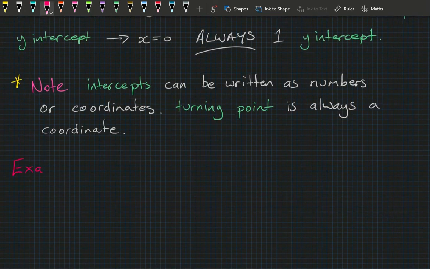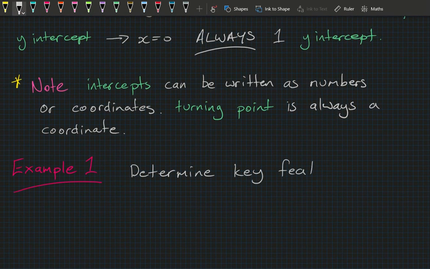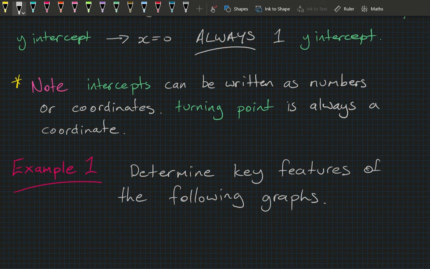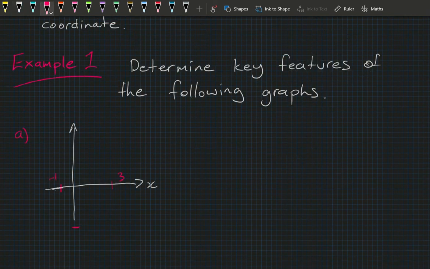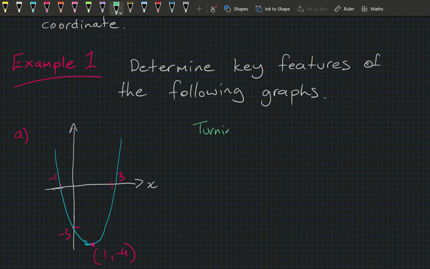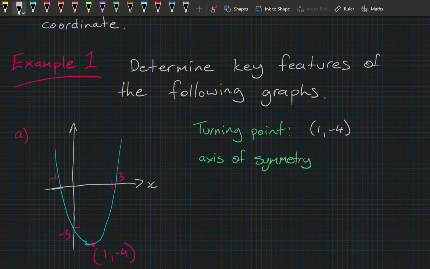All right, let's have a look at example 1, where we're going to determine the key features on the following graphs. In part A, we have this graph. You can see how difficult it was to draw that. In this case, the turning point is (1, -4). I had to correct that. Obviously, it couldn't be -1 because we're on the right side of the y-axis. Next, I'm going to look for the axis of symmetry, because that's super easy. That is just x equals the x value of the turning point. Therefore, the axis of symmetry is x equals 1.